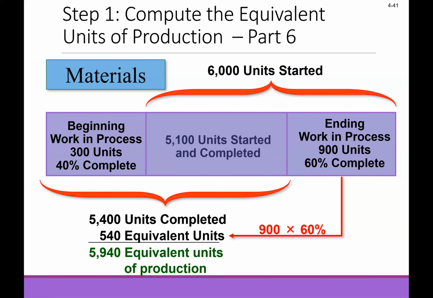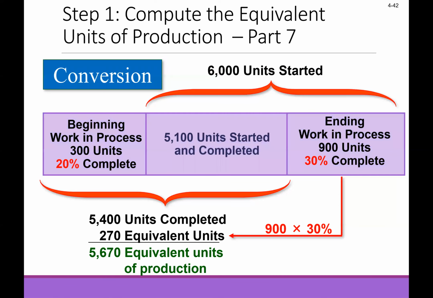So we're taking that by our beginning work in process of 300 units plus the 5,100 units we started gives us our 5,400. At the end of the period, we had 900 units, 60% complete is 540 equivalent units. Therefore, units of production for this department, 5,940.